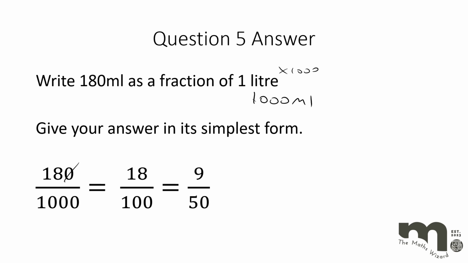We can cross off a 0 off each one, so by doing that we are dividing by 10. So now we've got 18 over 100. Both of those numbers are in the 2 times table, so we can half it, and we've then got 9 over 50. So there's no common factor of 9 and 50 apart from the number 1. So now our fraction is in its simplest form.